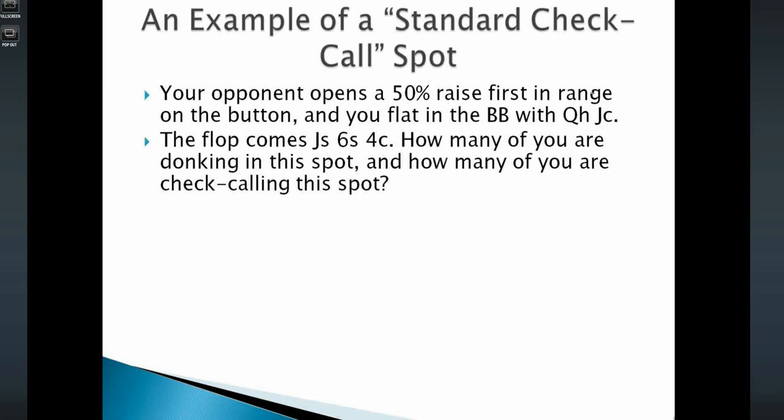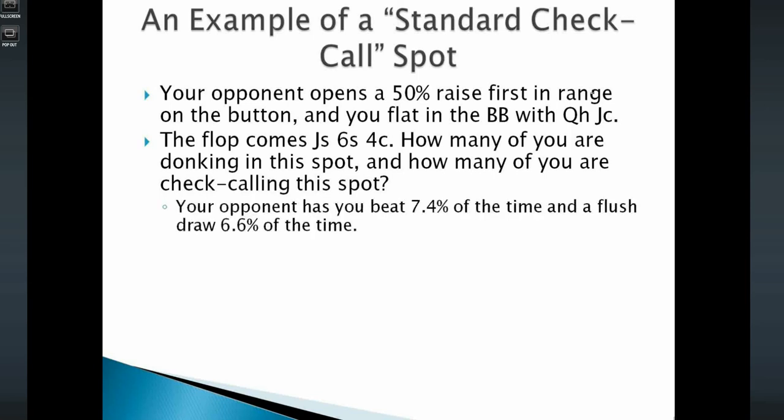The flop comes jack of spades, six of spades, four of clubs. How many of you are donking in this spot, and how many of you are check-calling this spot? Once again, take a moment to really think about it. My guess is the vast majority of people watching this video think this is a check-call spot and it's not close, and they check-call close to 100% of the time with this hand against almost all of their possible opponents.